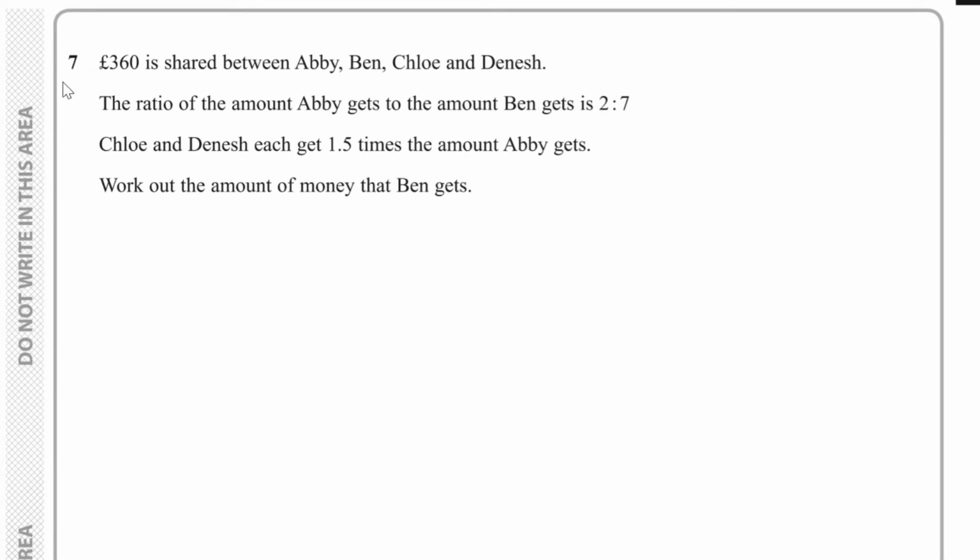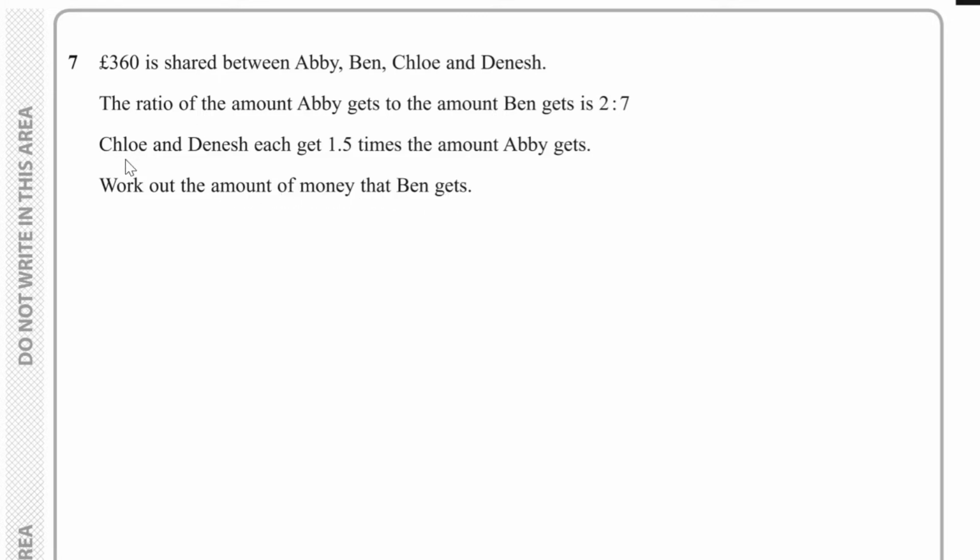Question number 7. £360 is shared between Abby, Ben, Chloe and Denish. The ratio of the amount Abby gets to the amount Ben gets is 2 to 7. Chloe and Denish each get 1.5 times the amount Abby gets. We have to work out the amount of money that Ben gets.